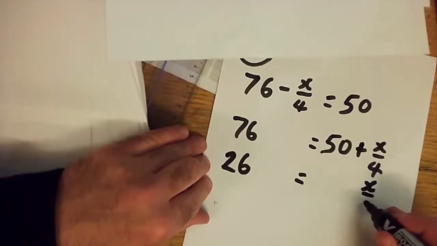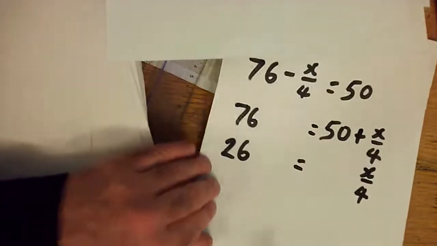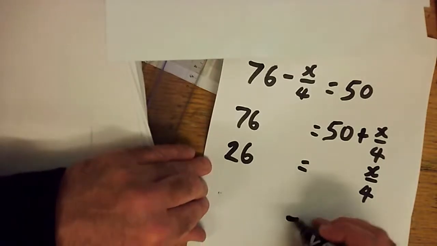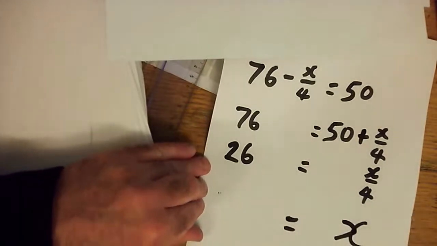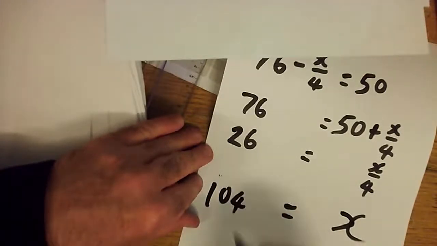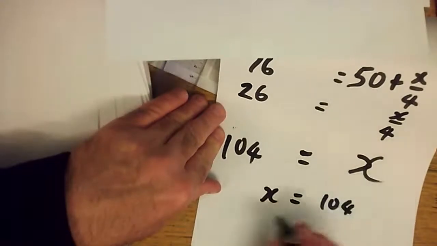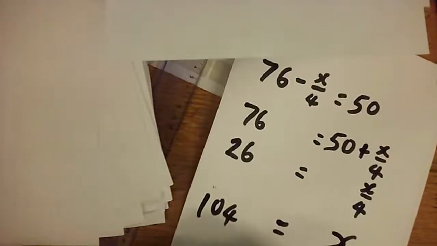So taking away 50, 26 is equal to x over 4, but I want to know what whole x is, so I'm going to multiply everything by 4 to get a whole x, and when I multiply 26 by 4, I get 104. So the final answer is x equals 104. That is question 6.